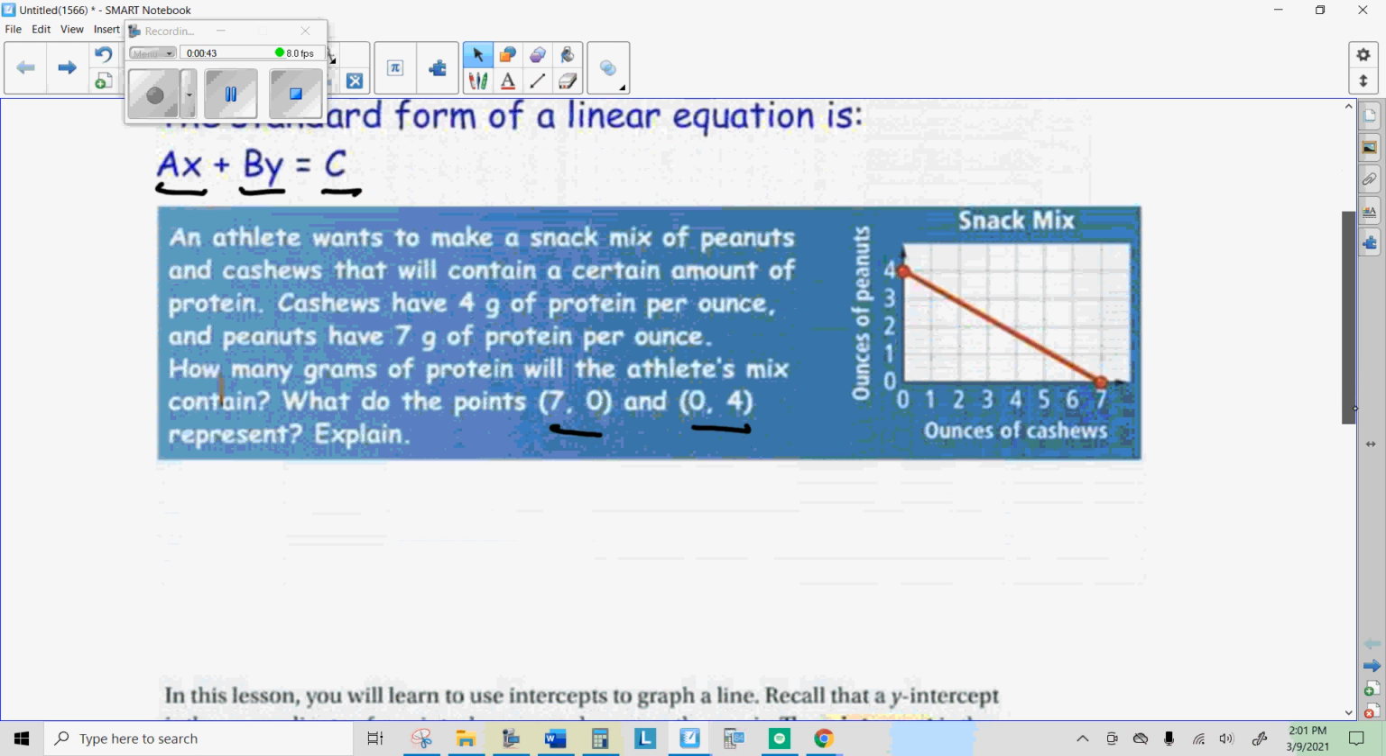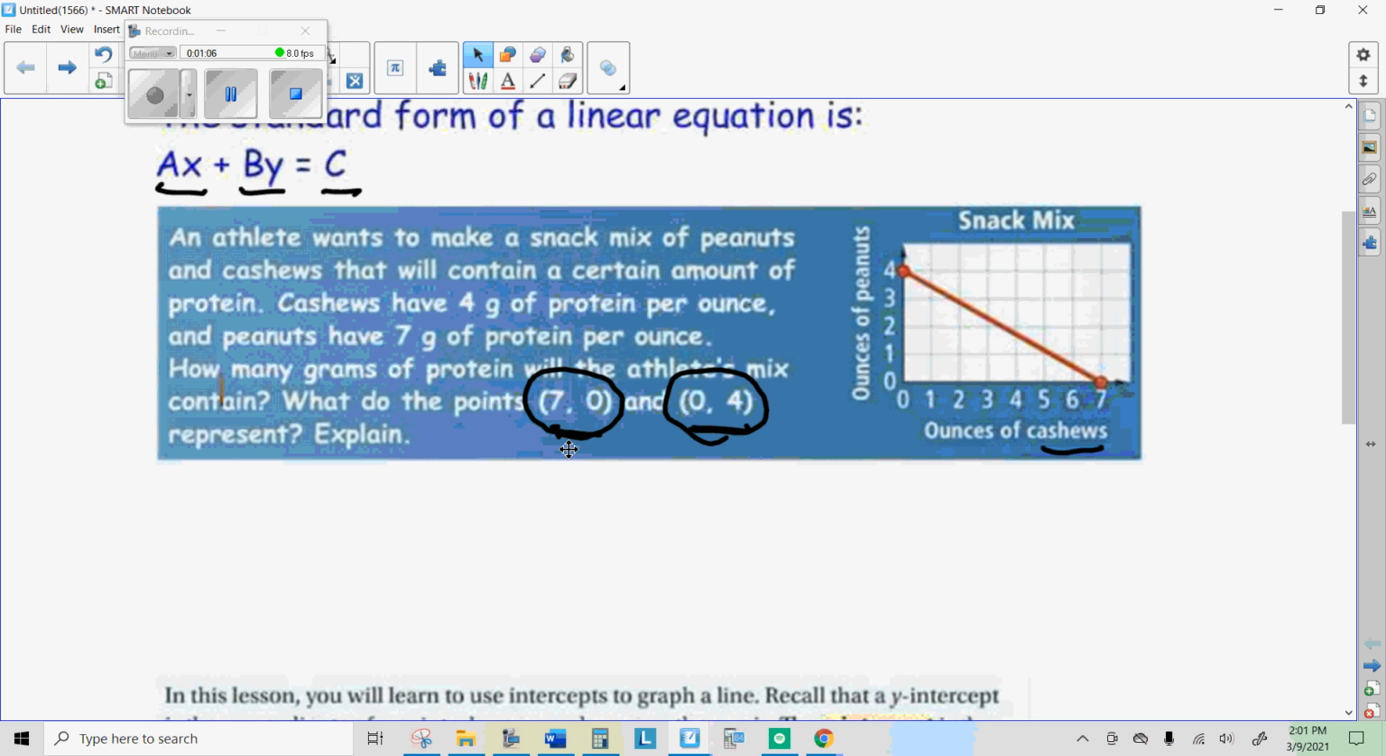What I was hoping you were thinking is that the point (7, 0) means that you are getting 7 ounces of cashews, so your mix is all cashews. The point (0, 4) means that you are getting 4 ounces of peanuts, which means you're getting all your protein from peanuts.